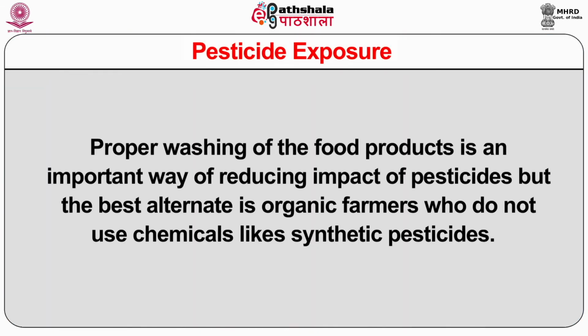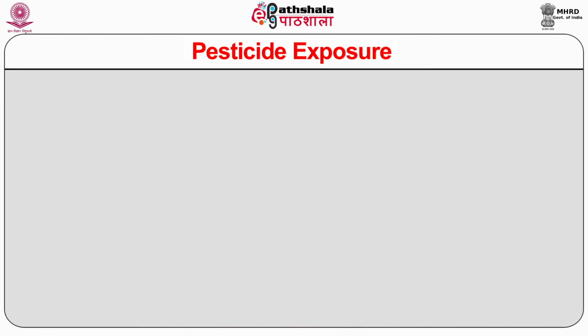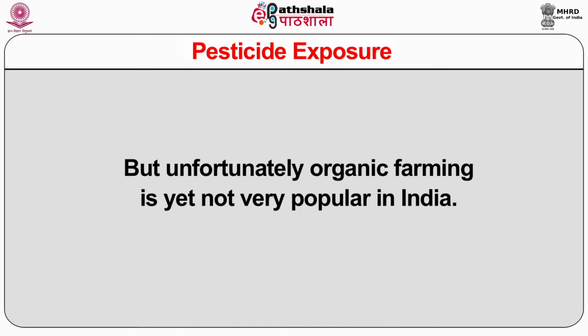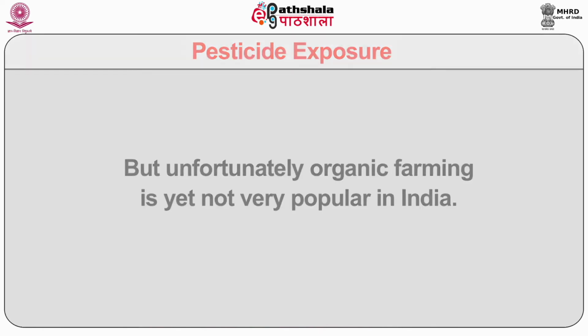Proper washing of the food products is an important way of reducing the impact of pesticides, but the best alternative is organic farmers who do not use chemicals like synthetic pesticides. But unfortunately, organic farming is not yet very popular in India.